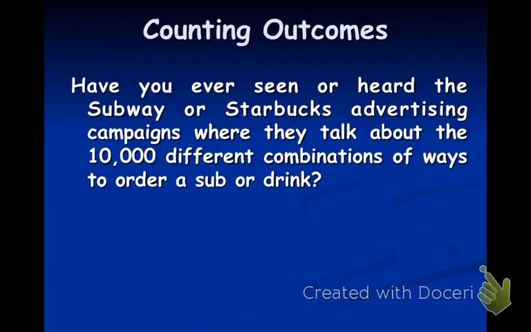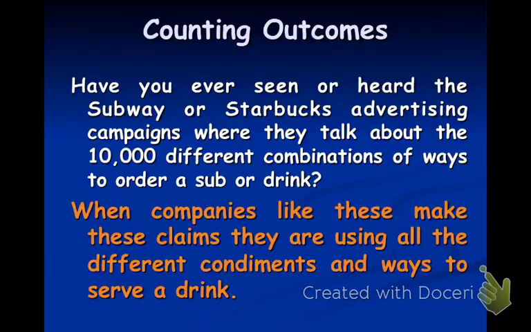of outcomes. So have you ever seen or heard, like on a Subway or Starbucks advertisement or any other campaign of a company where they are saying like, oh, you can have 10 different combinations of what you can eat, or a way to order your drink or your sub? So how does this happen? How is it possible that you have 10,000 different ways of ordering a drink or a sandwich?